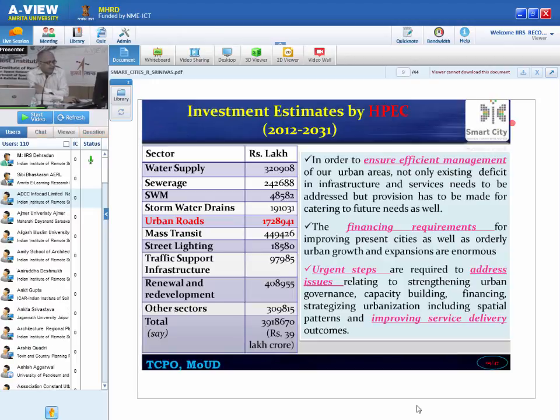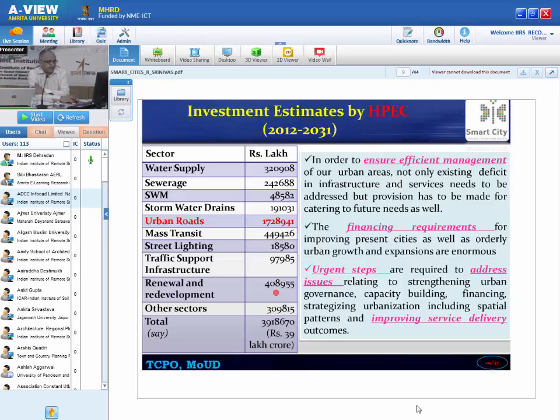This is given in tabular form, and out of the 39 lakh crore you can see how much money would be required for urban roads. If you want to really strengthen our roads for 7,933 cities, you need 17.2 lakh crore rupees. It's a huge amount. That's why I have shown it in red; urban roads itself will consume so much money. Similarly, water supply is also a huge amount, followed by sewage and solid waste management. And renewal and redevelopment would also require almost 4 lakh crore rupees.